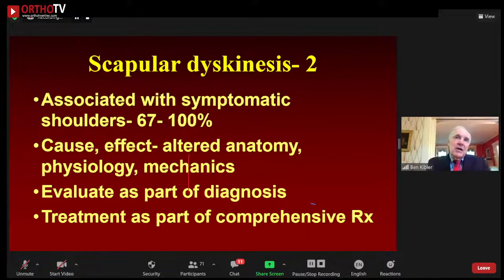The second is the most common, and that is associated with symptoms. 67 to 100% of patients with shoulder problems will demonstrate scapular dyskinesis if you evaluate it and look for it. Whether it is a cause or an effect, we don't know because it's sometimes one, sometimes the other. But as part of the diagnosis, you need to evaluate for this. The old saying, you may not have seen it, but it has seen you, is very true in terms of scapular dyskinesis in shoulder injury.